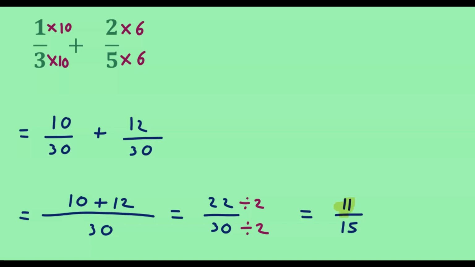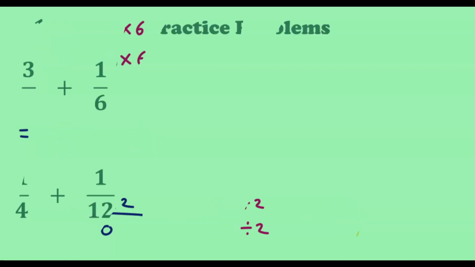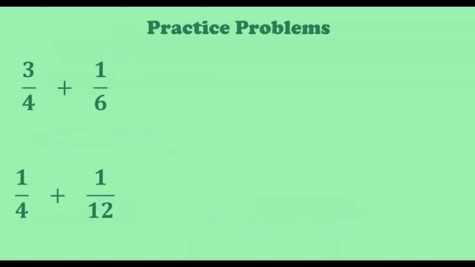Once again, we have obtained that the sum of the two fractions is 11 over 15. So we can use any common denominator that we want, but usually we use the least common denominator. That is, we will use the least common multiple of the two denominators so that our calculations become simpler. Next, let us have a look at a few practice problems to properly understand the method to add two fractions with different denominators. Have a look at the first problem.